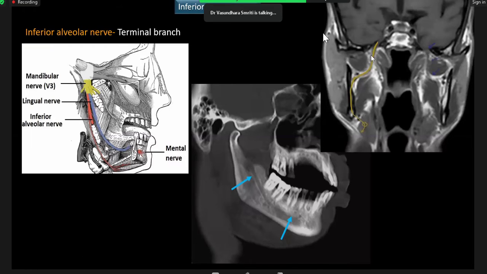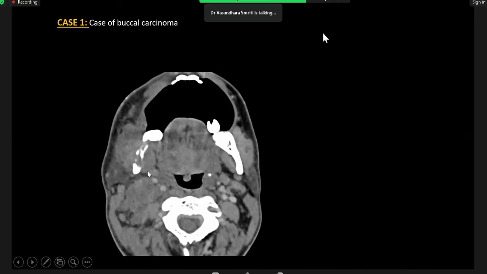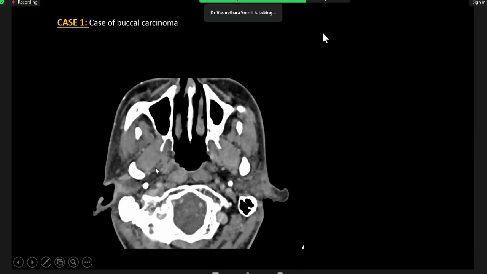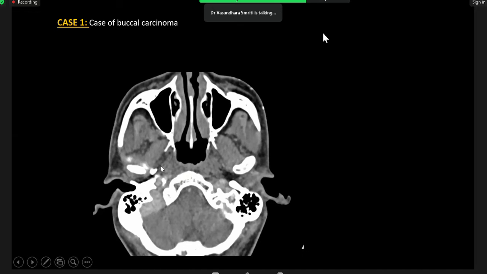So this mandibular nerve comes out through the foramen ovale, extends into the parapharyngeal space, and enters into the mandibular canal. We will see it in detail. Now this was a case of buccal carcinoma where there was destruction of the ramus. As we look carefully, there was soft tissue in the mandibular foramen. There was this thickened nerve which is traveling medially, crosses the pterygoid and comes into the parapharyngeal space. This is the normal pathway of a mandibular nerve in the cases of perineural thickening.